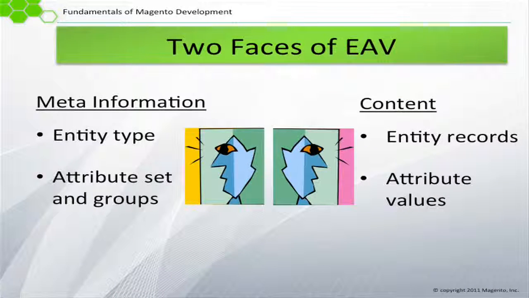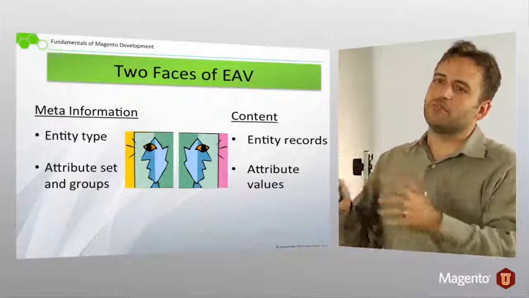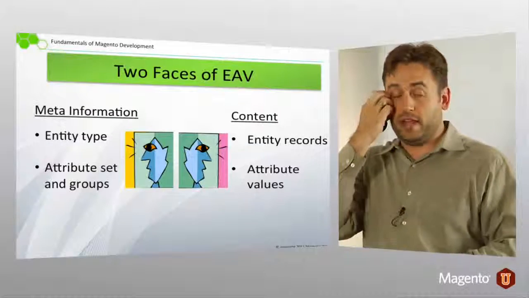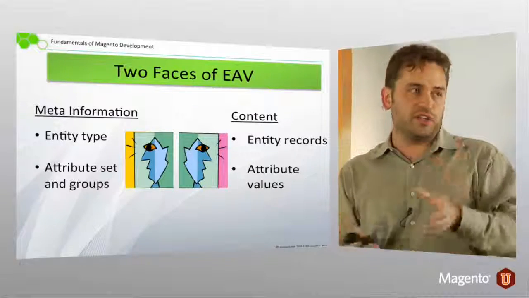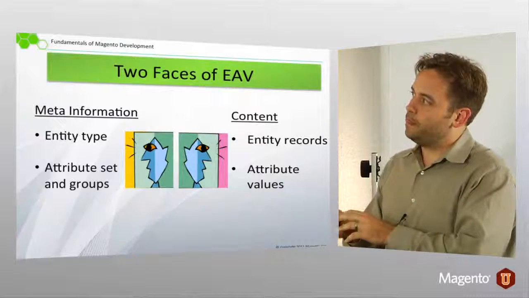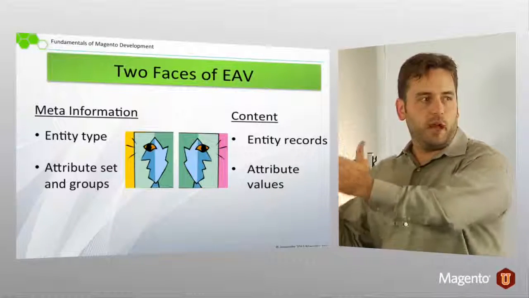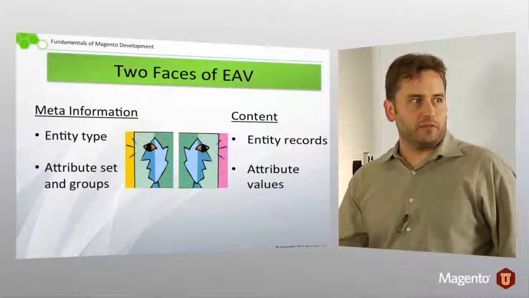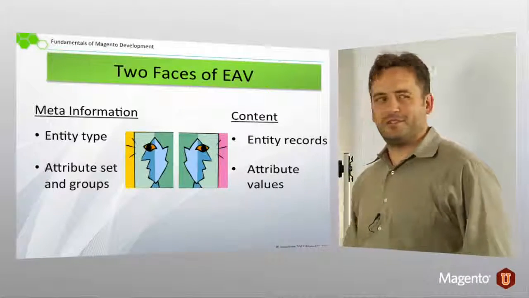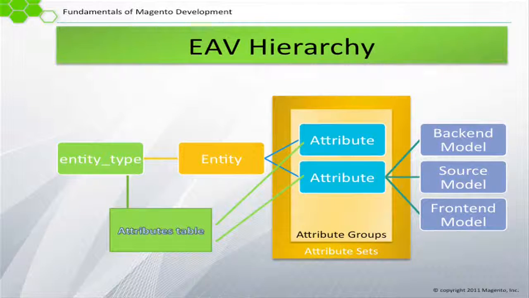EAV, so we have this meta information about the entity type, attribute sets and groups, which I'll discuss in just a moment. So we have this information about the association between entities and the attributes and the organization of the attributes that apply to them. And then we also have the content itself. So that would be the entity records and then the values. So here's our data and here's our meta.